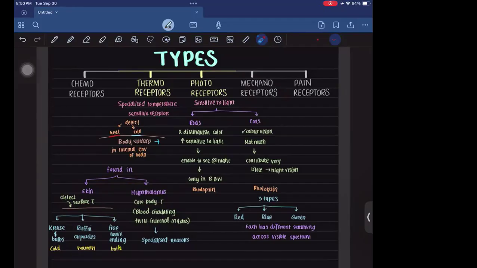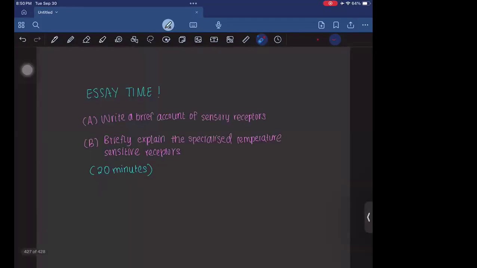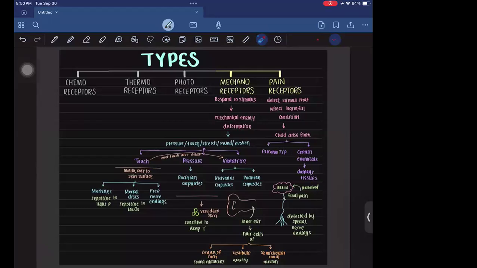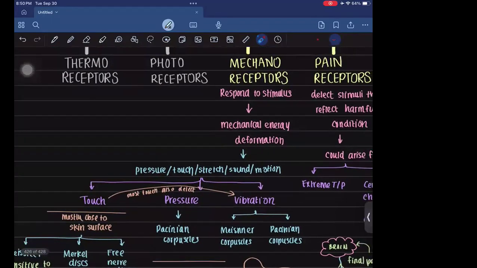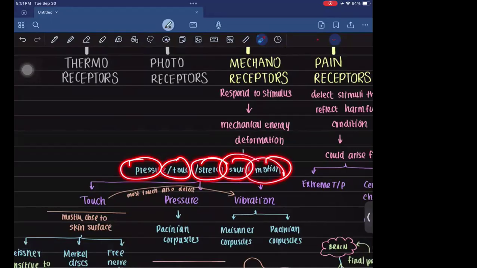Mechanoreceptors and pain receptors. If you take the mechanoreceptors, they respond to stimuli arising as a result of mechanical energy deformation. Now this might look like a whole new physics concept, but don't worry. It simply means they detect things like pressure, touch, stretch, sound, and motion, which means mechanical energy is converted into pressure, touch, sound, and so on.